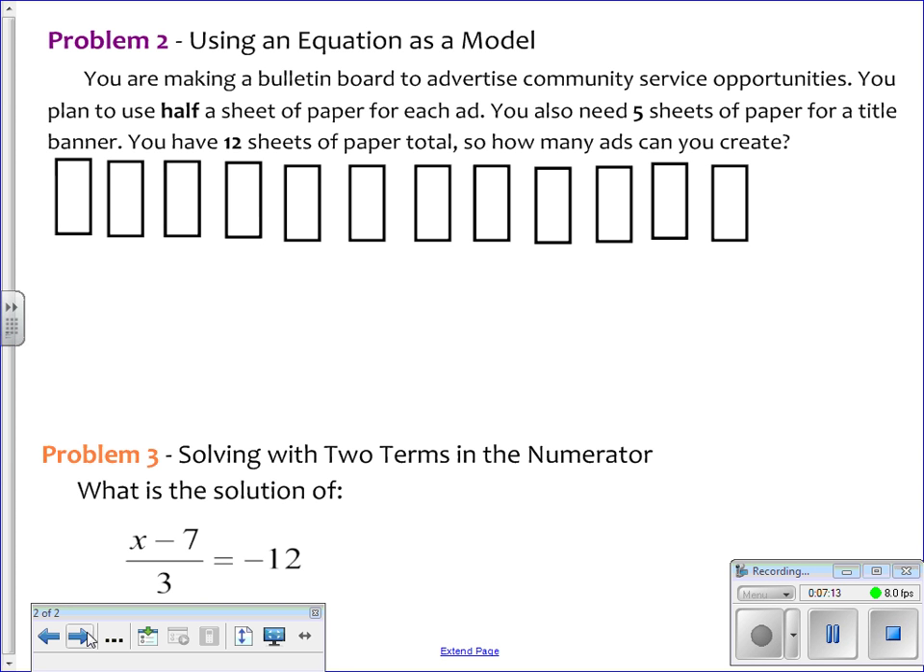What does it say? How many full-size sheets of paper do I need? Every single time I use 5. That never changes. That is a constant. So that would be my plus 5. That's my constant value by itself.